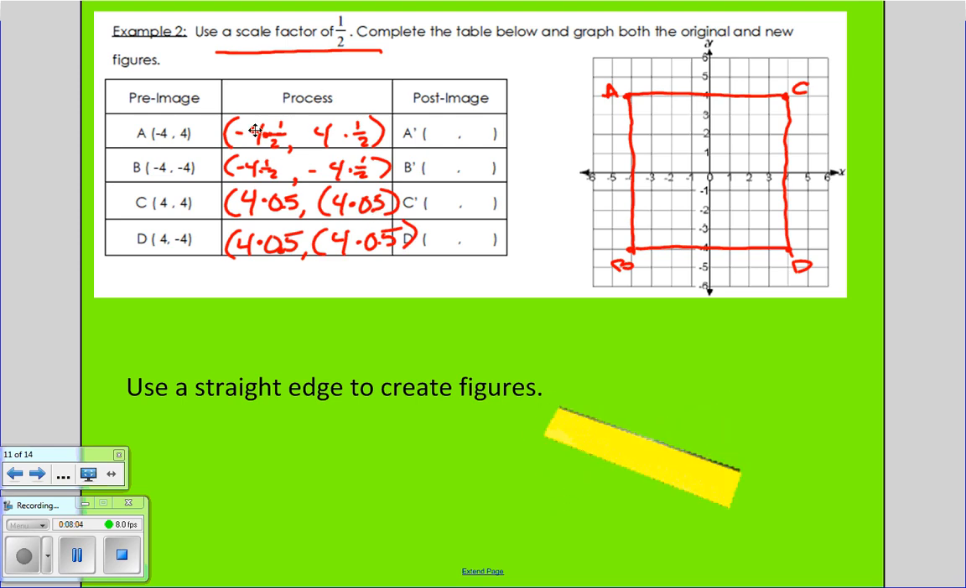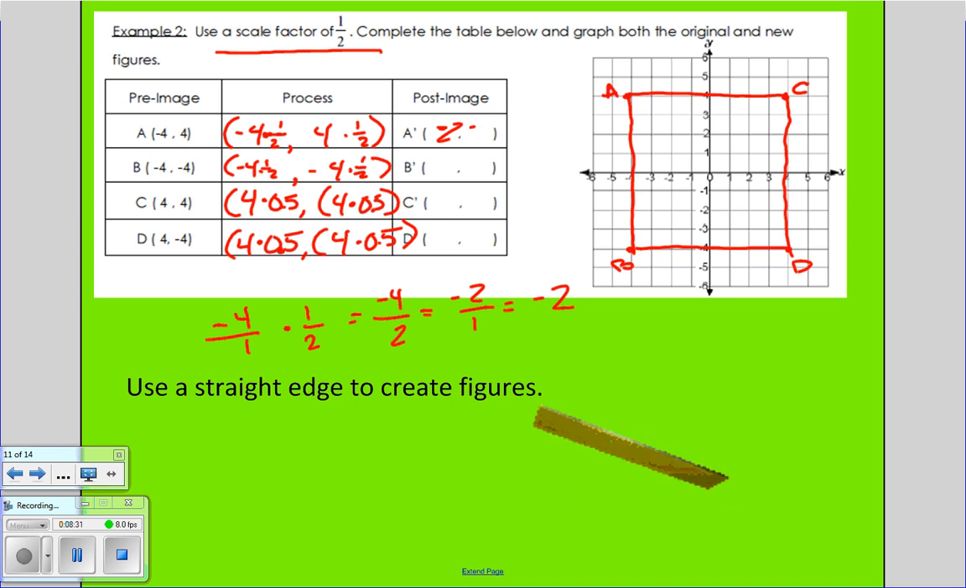So -4 would be -4 over 1 times 1/2. Multiply your numerators together, -4 over 1 times 2, which is 2. So -4 times 1 is -4. 1 times 2 is 2. Then we reduce it. That reduces to -2 over 1, which is the same as -2. So letter A here is -2. And obviously this is just the positive side, so this is going to be +2. Then we have -2, -2.